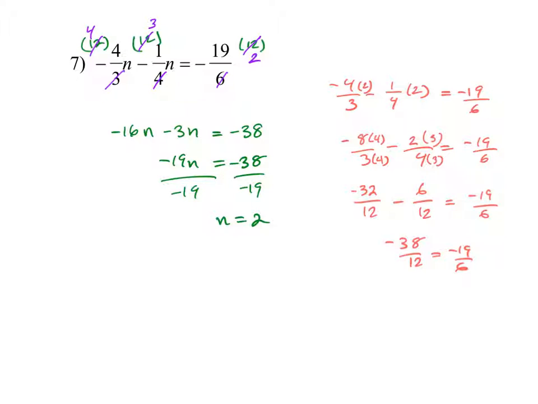And if I simplify by 2 this fraction, so if I divide by 2, that means that I have negative 19 over 6 equals negative 19 over 6. That means 2 is my solution.